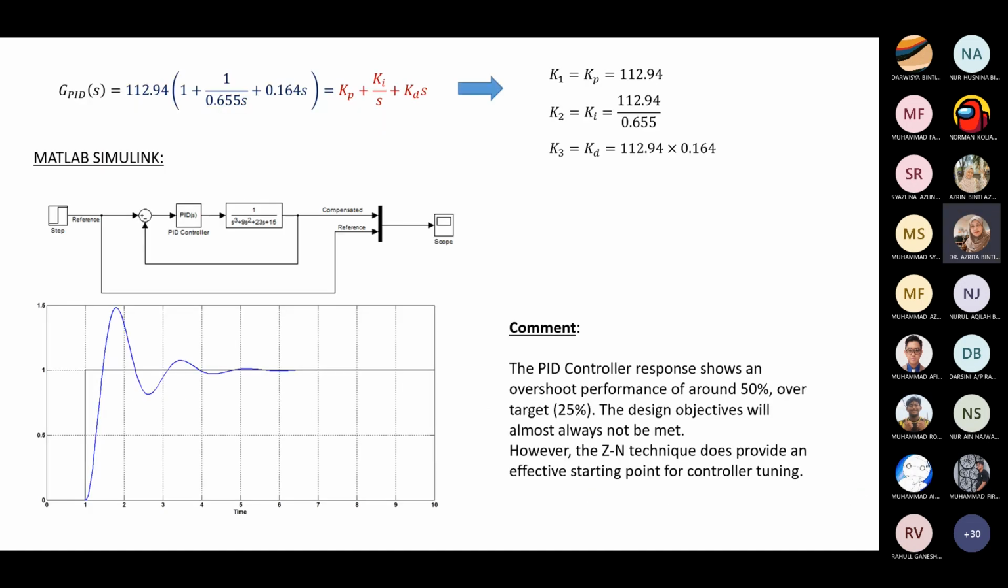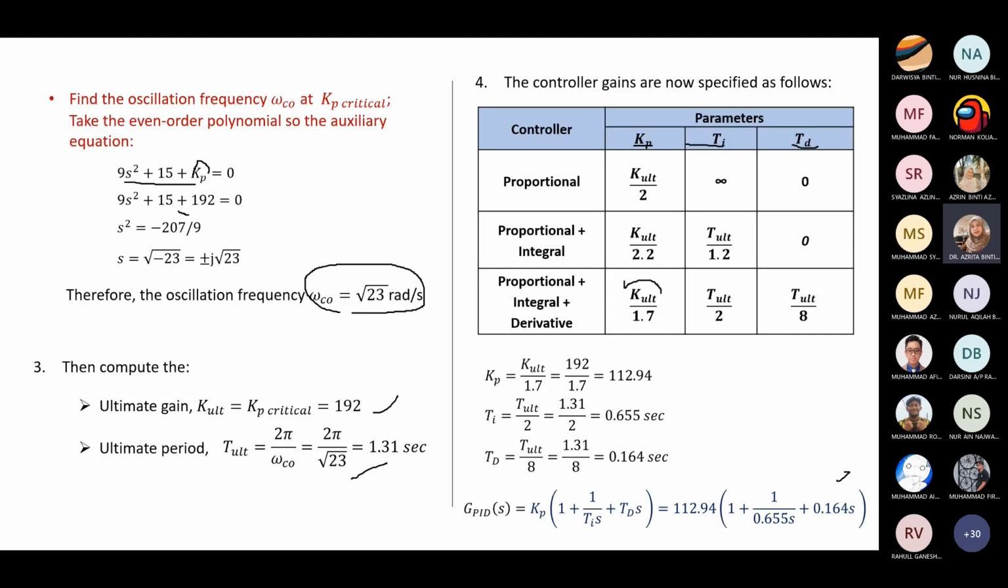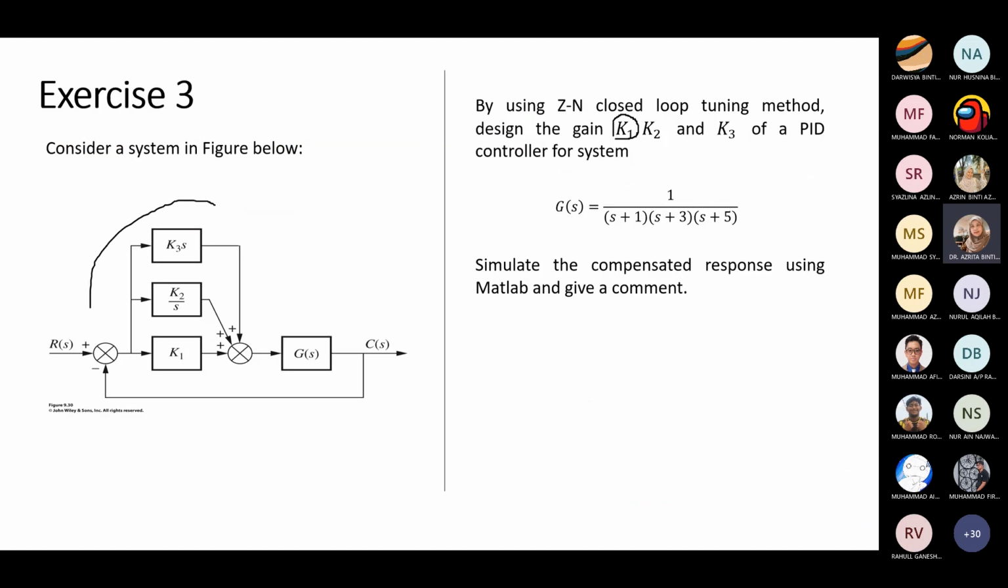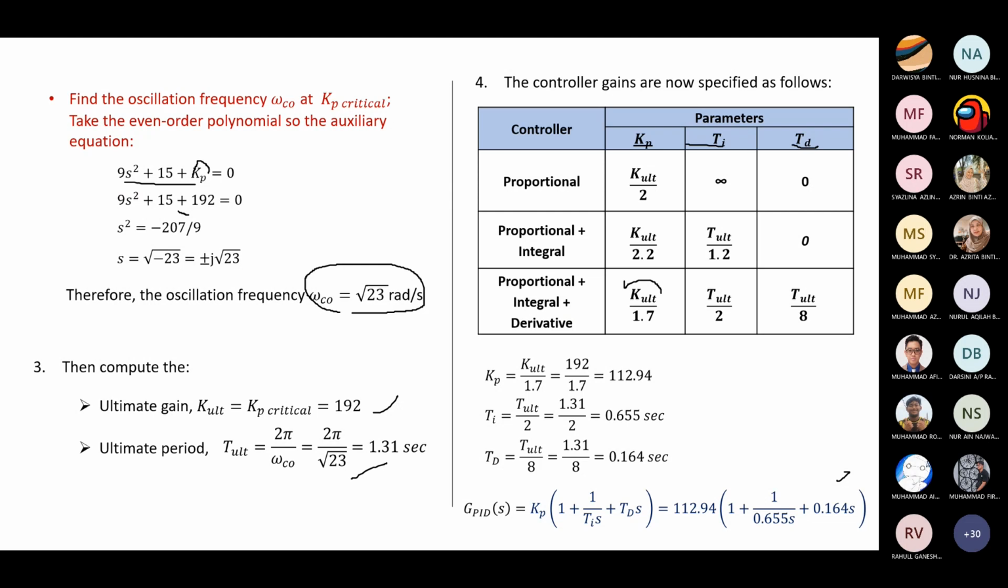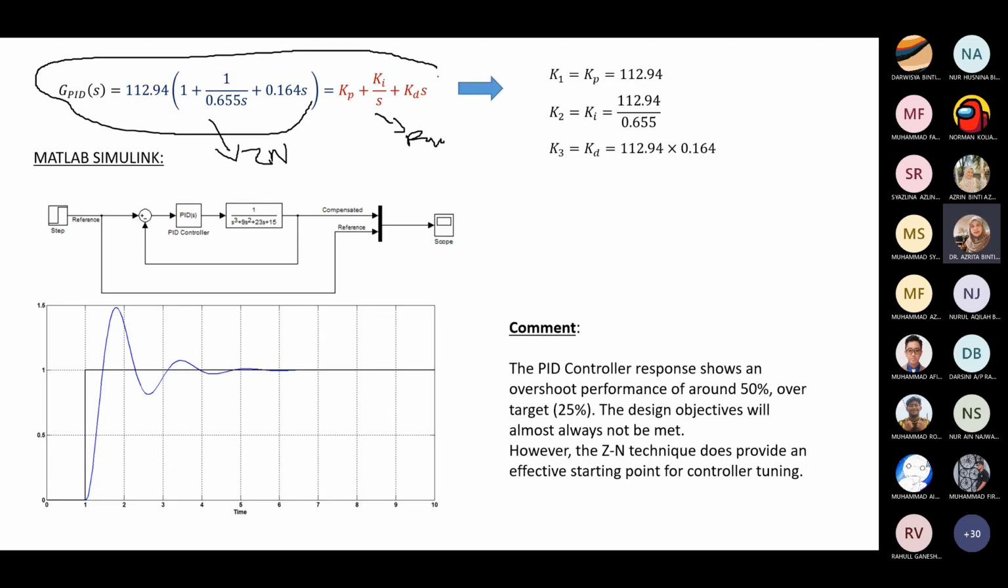Okay, but the question here, we need to find the values of K1, K2, and K3. So remember, from the previous slide, we already obtained the relationship of the PID from the Ziegler-Nichols. And here it is the parallel form. So the parallel form refers to this block diagram. So from here, when we compare, that means K1 is equal to the value of Kp.